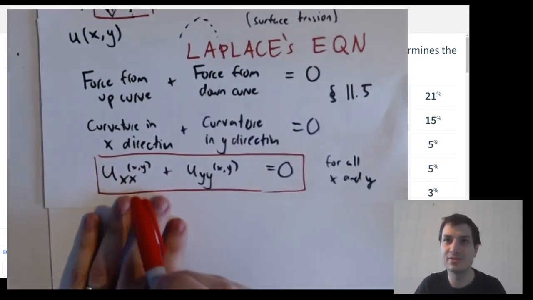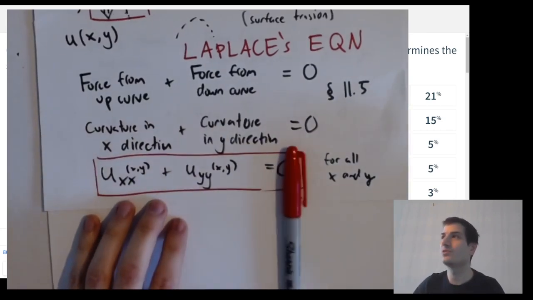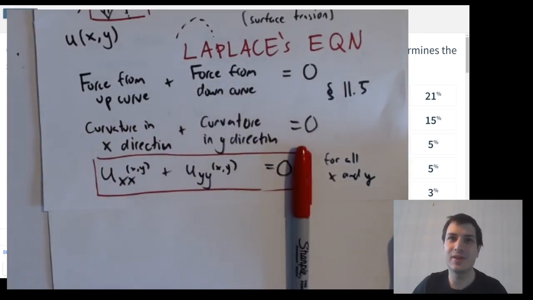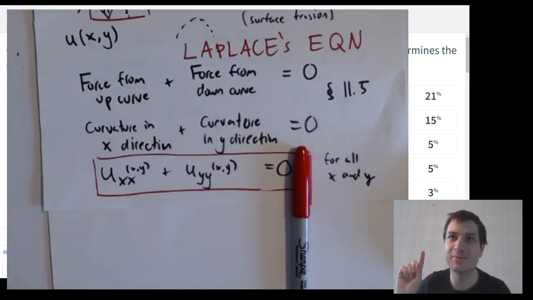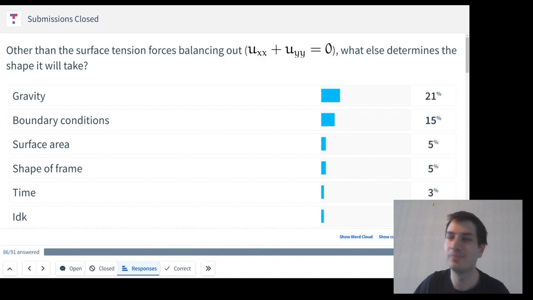So we're looking at this u_xx plus u_yy equals zero. So we're not looking at gravity. Some people think gravity matters. Gravity, I'm telling you, we're not going to look at. Okay, let's go back. What did other people say?